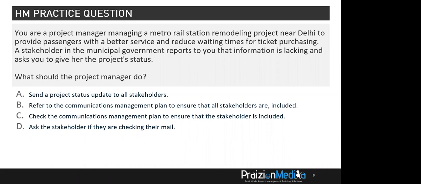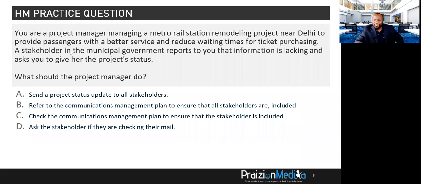All right, my friends. 3, 2, 1. Okay, let's end. Share the results. Rather polarized, but let's take a look at the rationalization here. All right. So think about it. A stakeholder says something's missing, information is lacking, give me project status. So, what is the best thing to do since you are a proactive project manager? Would you like to wait for another stakeholder to jump out of the woodwork to tell you something's wrong? No, no, no. As a project manager, you want to be proactive. So, ask the stakeholder, are you checking your email? That does not solve the problem.